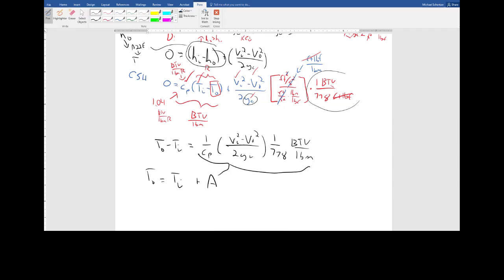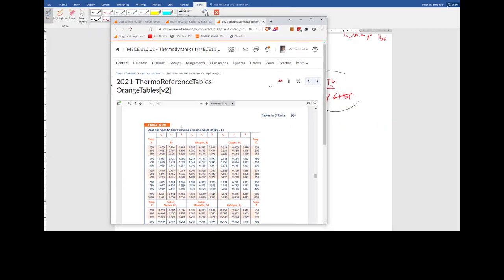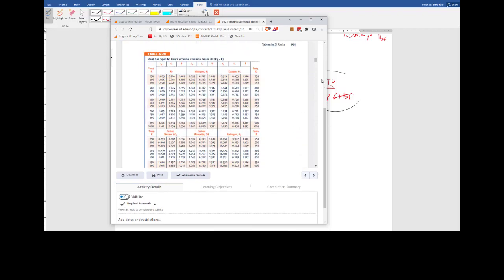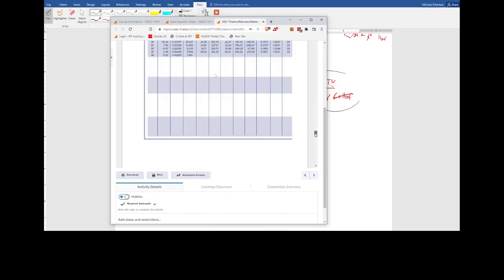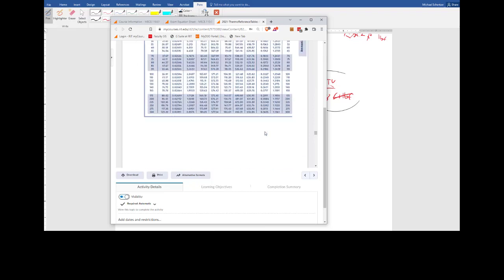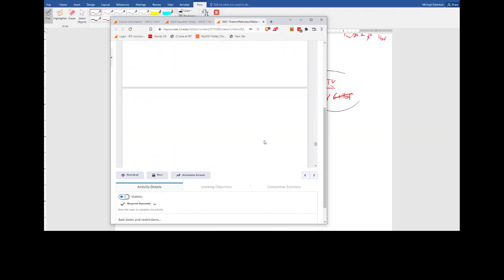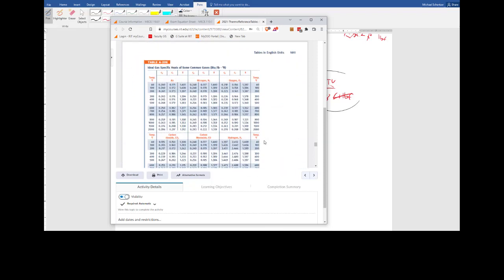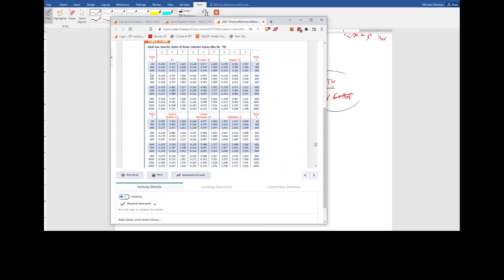Oh, but you know what? I'm looking at the wrong table, because this is the metric version of the table. Oh, that could be the problem. Oh, it should be. It's a lot of numbers here. Yes, so that's where our factor of 4 comes in. So it is correct. So 290 and 300.